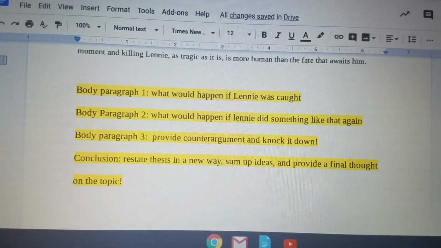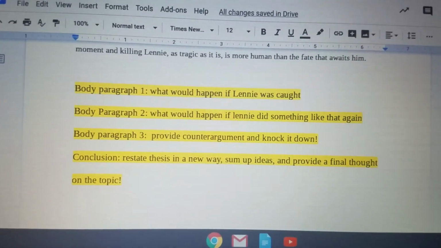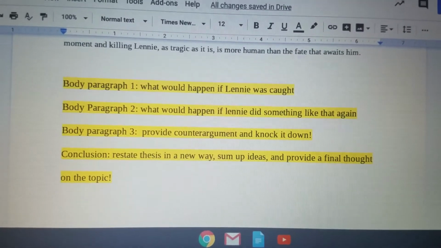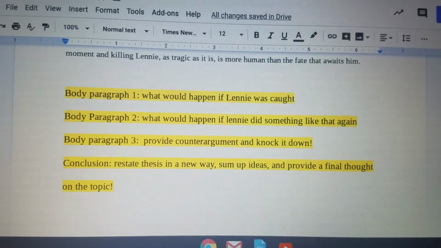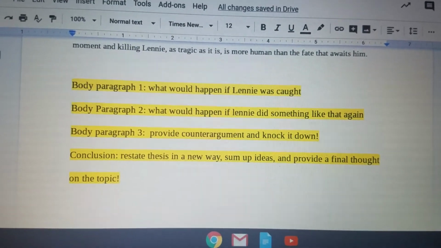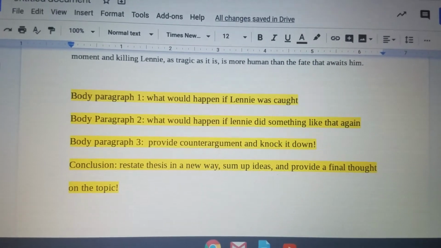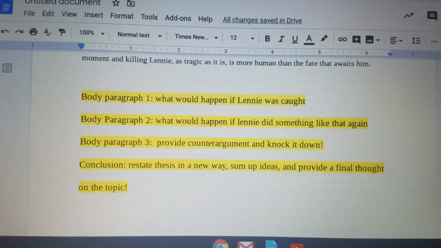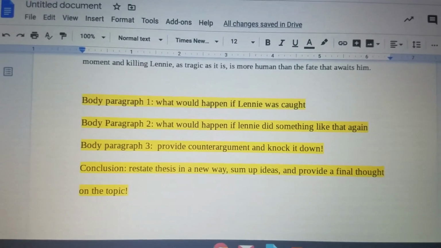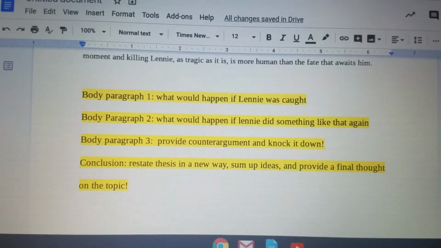Paragraph 2 would be what would happen if Lenny did something like this again. Again, we're inferring based on what he's done before. So with the mice and the rabbits and the dogs and the girls and things that he's done, who's to say this couldn't happen again or a worse situation.